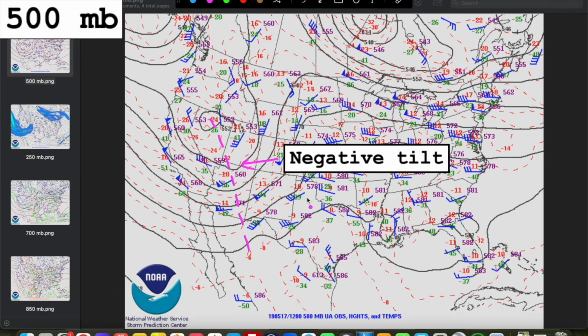So when these strong winds go through the base of the trough and go over the higher terrain of the Rockies, they tend to induce surface low development, surface low pressure development. When you have a negatively tilted trough, that surface low pressure development tends to be more intense than a positively tilted trough, which is when the axis tilts toward the right.